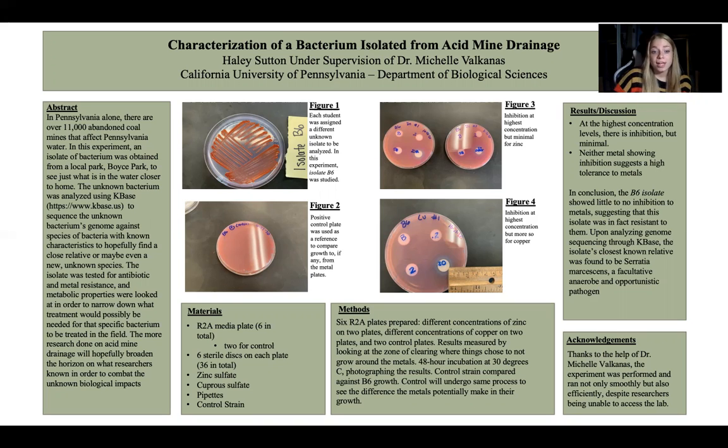I needed R2A media plates, which I needed 6 in total. I needed 2 for control, 2 for one type of metal, and 2 for a different type of metal. So I had 6 sterile discs on each plate, so there were 36 total sterile discs. Now I needed the zinc sulfate as one metal that was going to be compared. I needed cuprous sulfate as the other metal that I was going to compare, pipettes, and a control strain.